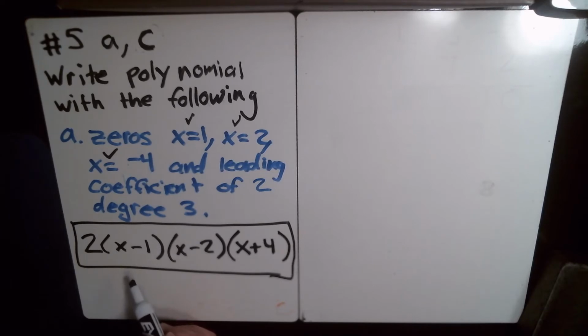I think on the key they multiply it out. I don't really care if you multiply it out. You can just leave it like that. It's fine. Okay, so hopefully that helps with that. Let's look at C now.